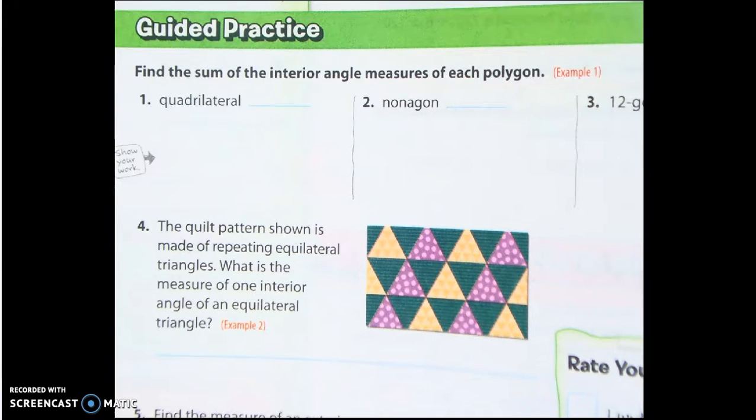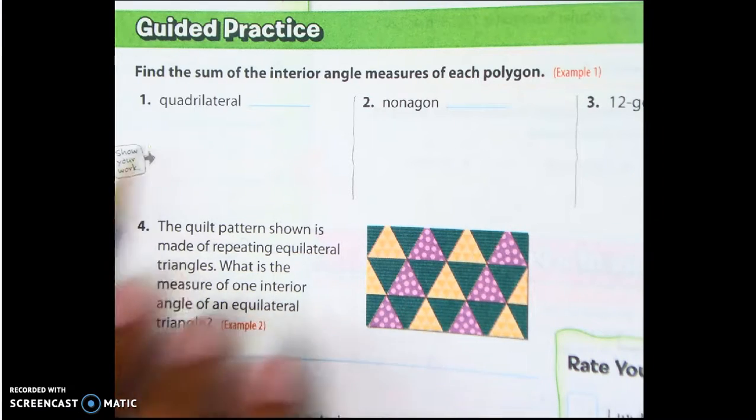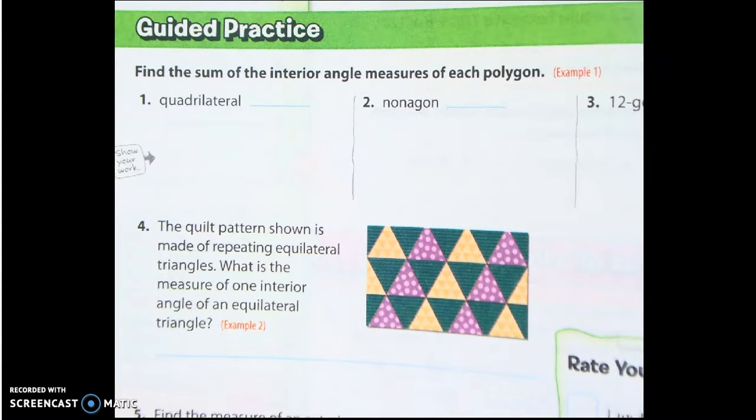Here's the guided practice for lesson 4 of chapter 5, polygons and angles. The first 3 questions are dealing with finding the sum of the interior angle measures of each polygon. So number 1, we have a polygon, or a quadrilateral. What that means, there are 4 sides.